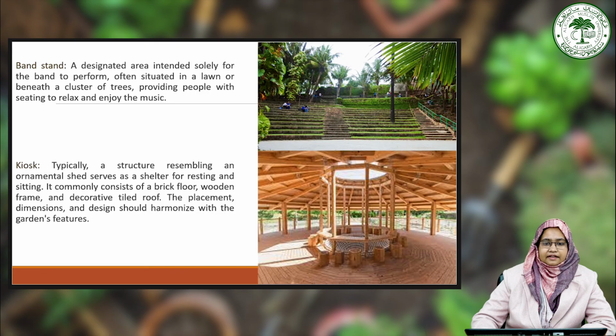And the last category of non-living components is the kiosk. A kiosk is usually a structure in the form of an ornamental shed. The main purpose is to provide shelter for sitting and taking rest. Usually made up of brick floors, wooden frame and decorative tile roof. Placement, dimension and design should be in harmony with the garden features.